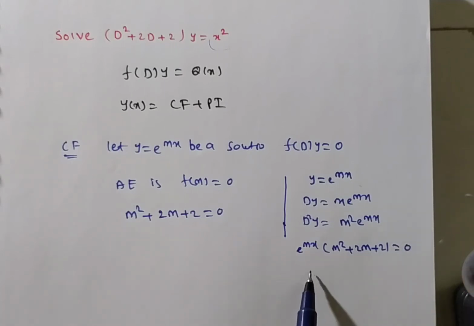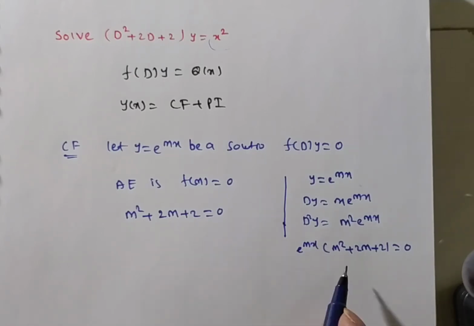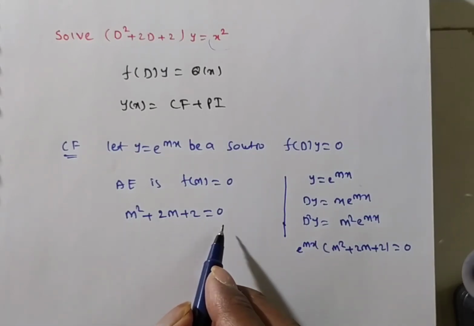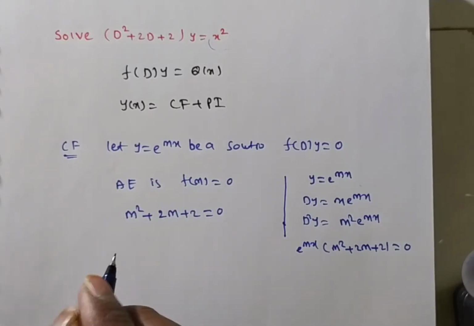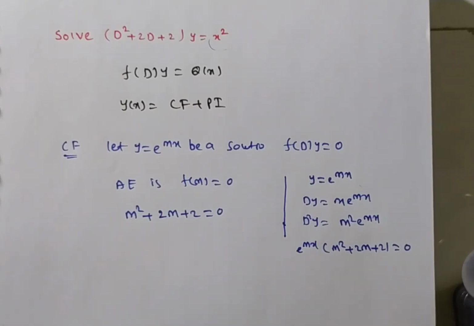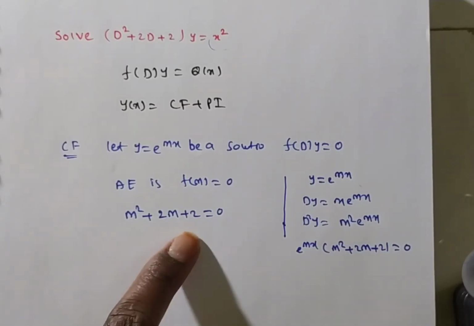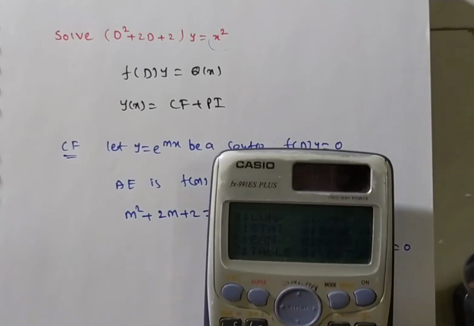Now it is a product of two terms that is 0, so any one of them is 0 or both are 0. In this case e^(mx) is never 0. So obviously m² + 2m + 2 = 0, and it is called the auxiliary equation. Now we have to find the roots of this to get the complementary function. Friends, here you can go for x = (-b ± √(b² - 4ac))/2a, or else you can use the calculator.